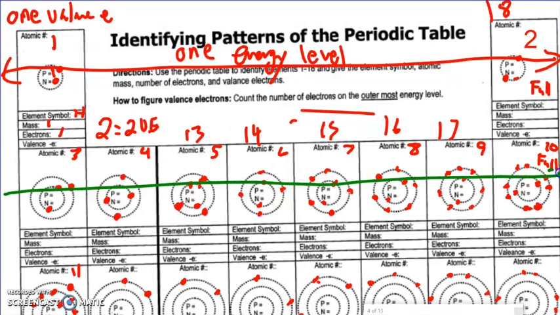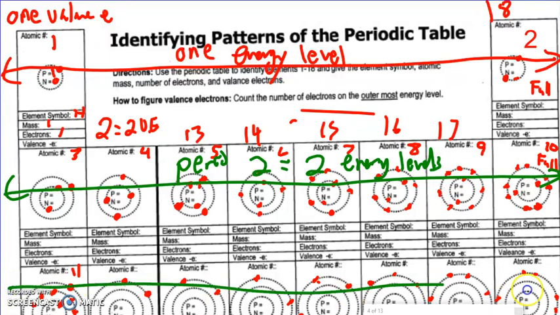Okay, now I'm going to change to a different pen color here. This row right here, period number 2 has 2 energy levels of electrons. Period 3 is going to have 3. So if you can count over and down, you can actually draw any atom now with no problems at all.